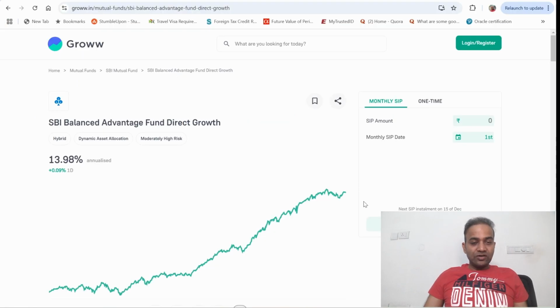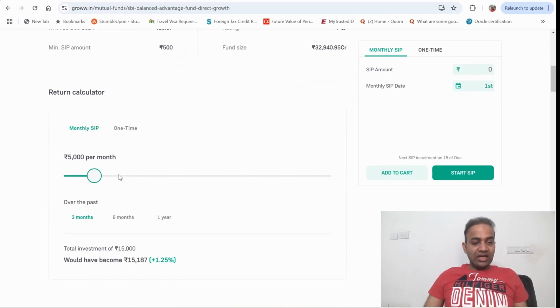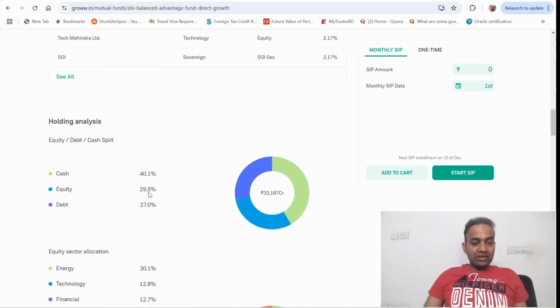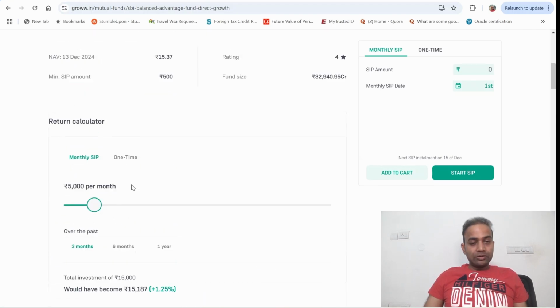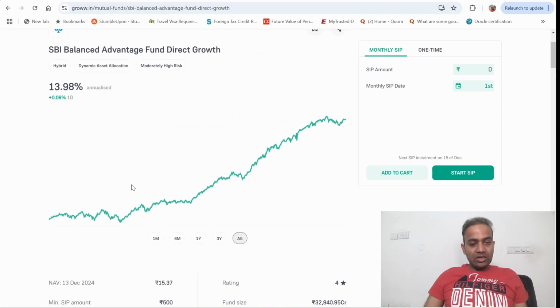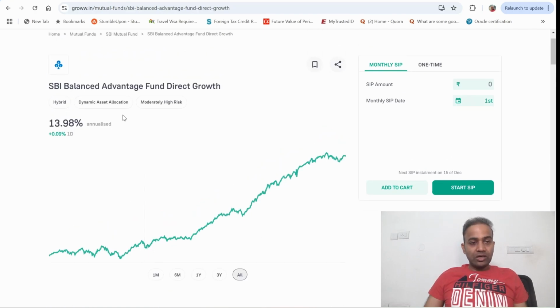For the balanced fund, I like the SBI Balanced Advantage Fund. The reason is they maintain equity allocation of less than 50%. Though you can go 40 to 60% allocation in a balanced fund, I would prefer a balanced fund having less than 50% allocation to equity if you want to do a systematic withdrawal plan. In the SBI balanced fund, I see that the allocation is always less than 50% in equity, which is a good allocation for a systematic withdrawal plan.